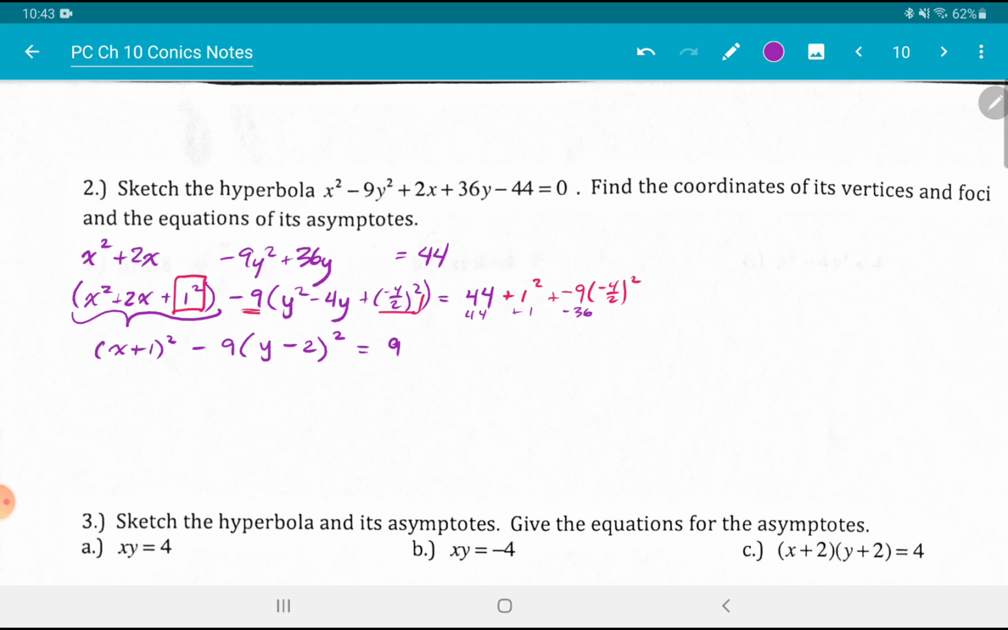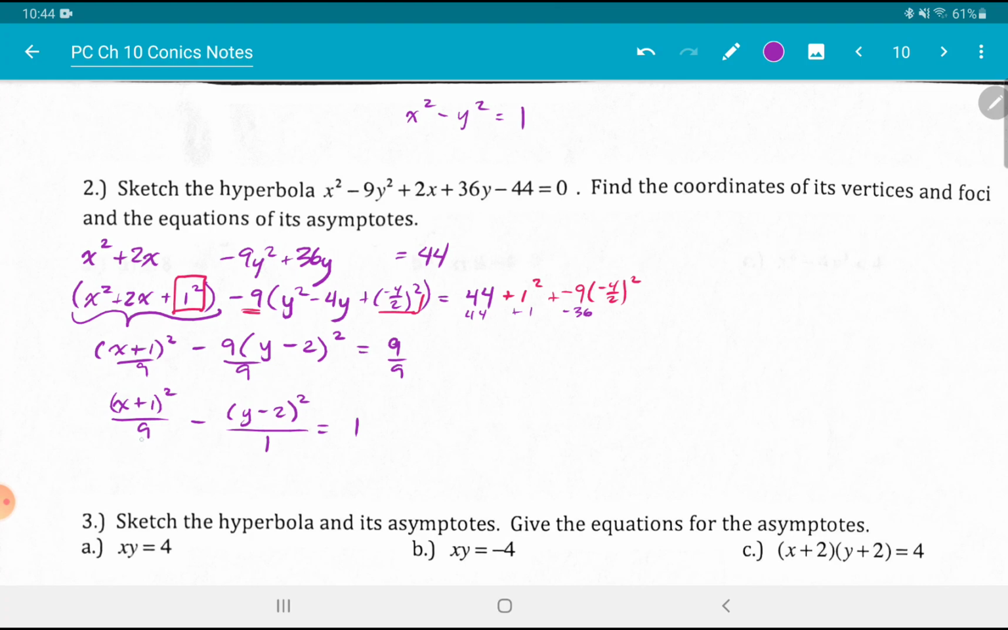Okay, so from here, remember that a hyperbola should be in the form of a 1 on the entire right-hand side. So we're going to divide everything by 9 here. And so that way we get x plus 1 quantity squared over 9 minus y minus 2 quantity squared over 1 equals 1. From here, we can now think about the a and b values, right?